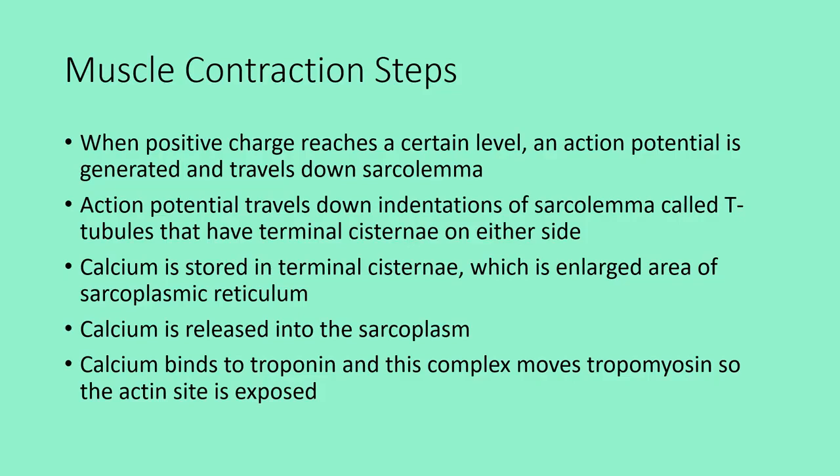And why is that so important? Well, guess what's stored in the terminal cisternae? That is part of the sarcoplasmic reticulum, and that's where you're storing the calcium. So when that action potential, which remember, that's the positive electrical charge, comes down and hits that terminal cisternae, it releases the calcium. Where does the calcium go? It goes into the sarcoplasm. Remember, that's the cytoplasm of a muscle cell. All of this is part of the excitation stage.